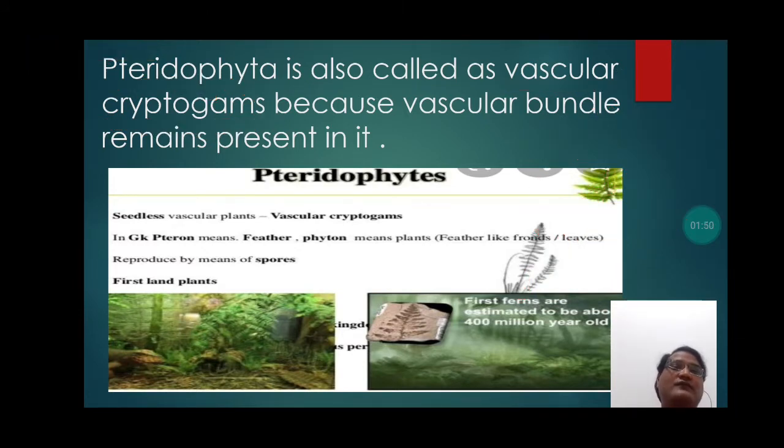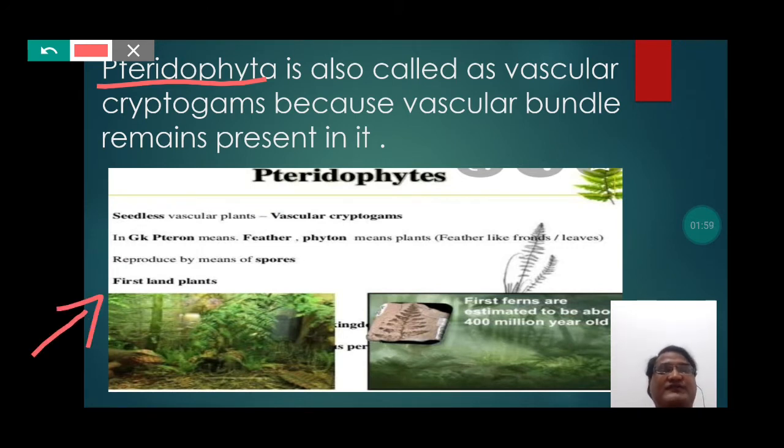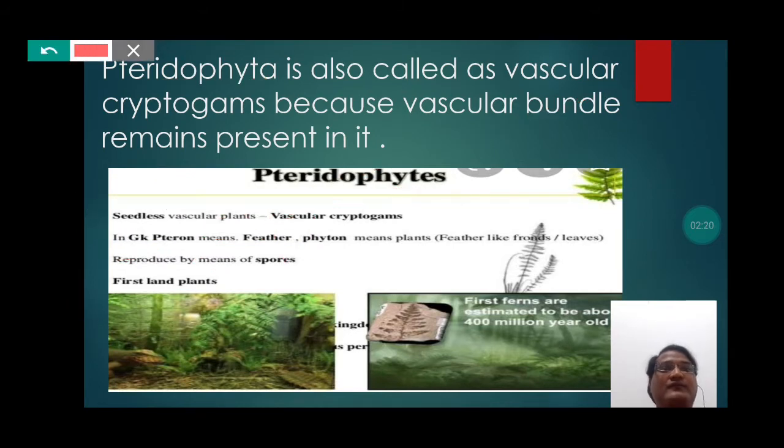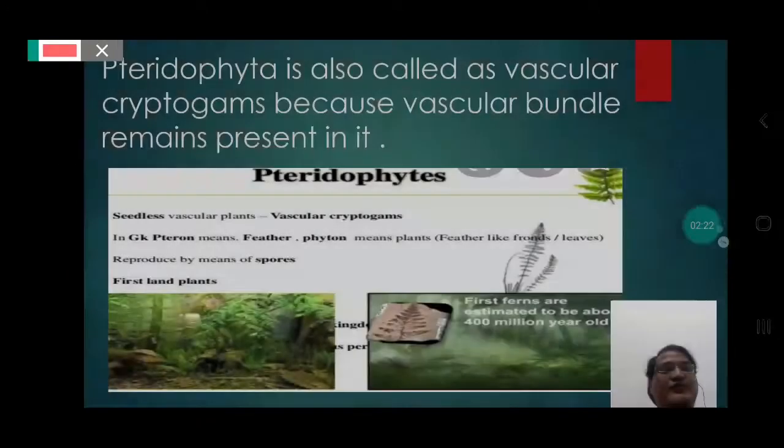Students, we can understand the concept of Pteridophyta in a better way with the help of this picture. Here we can notice that Pteridophyta are actually seedless vascular plants. So students, because they are seedless, that is why they are called vascular cryptogams.